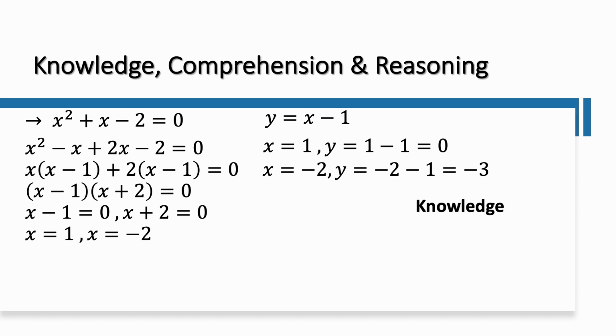This simplification is knowledge. So what have you found? You found 2 values for x and 2 values for y.